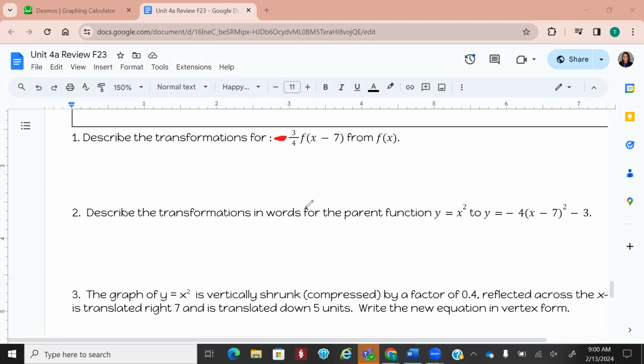Okay, that negative out front is always going to mean a reflection. The 3/4 means that we're going to shrink because it's less than 1. The -7 means that we're going to move to the right 7. Everybody always forgets that, negative and positive, you have to flip the sign. That's the direction it's moving in. Okay. Questions over that? Yep. Yes.